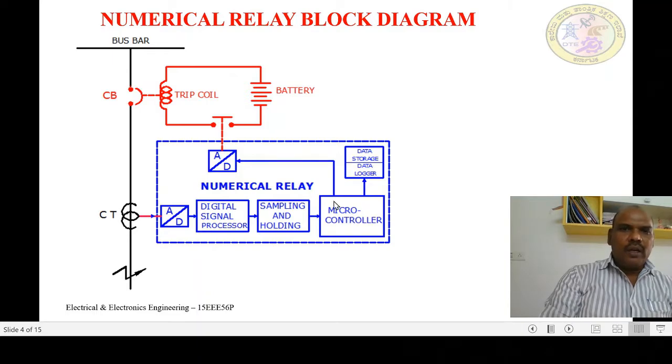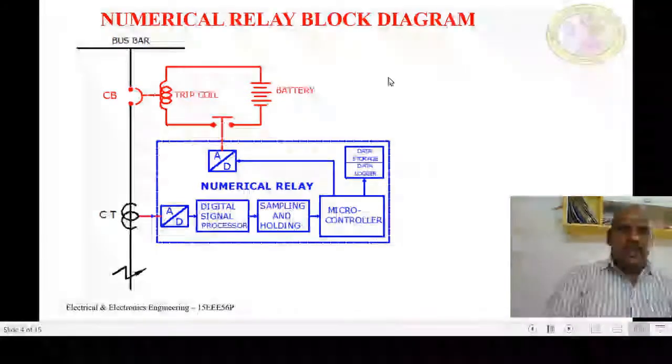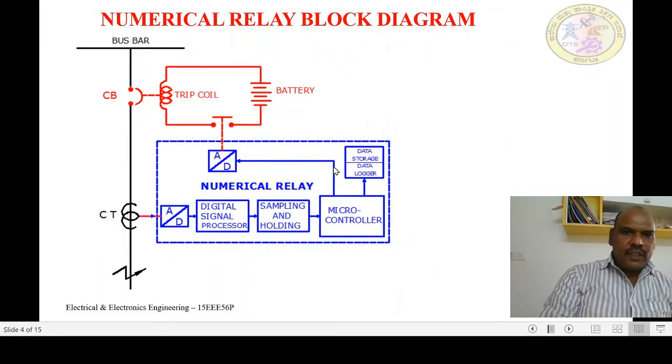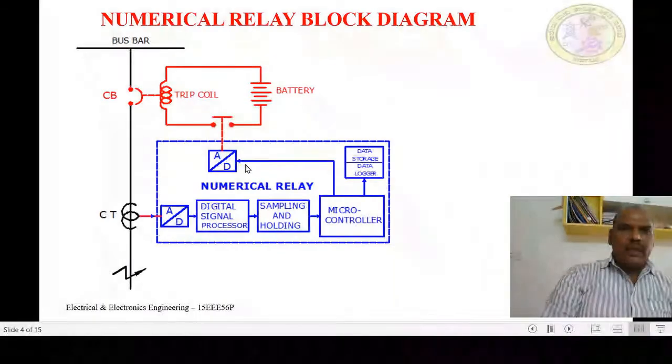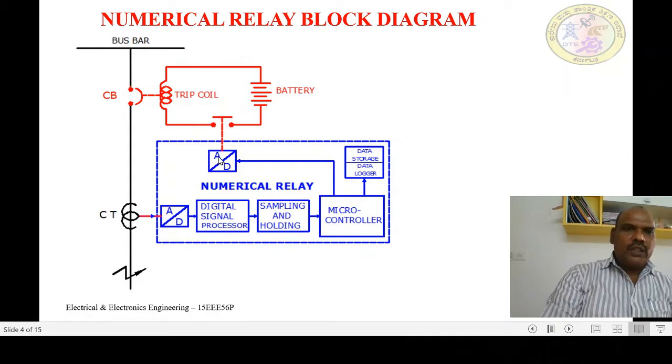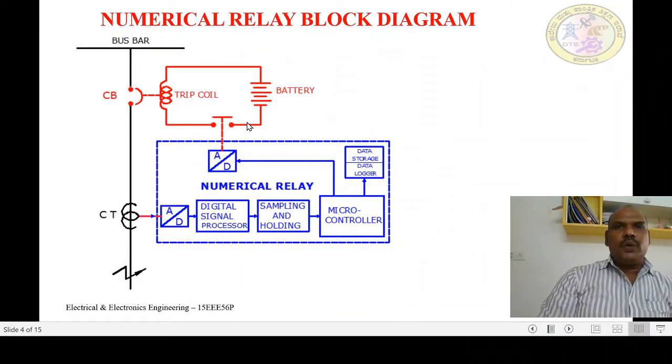In this microcontroller, already some program will be written, that is algorithms will be there. Based on that, this microcontroller will give a signal output which is in a digital form, and this digital form is converted to analog signal, and this relay switch is operated. So this is how a numerical relay works.